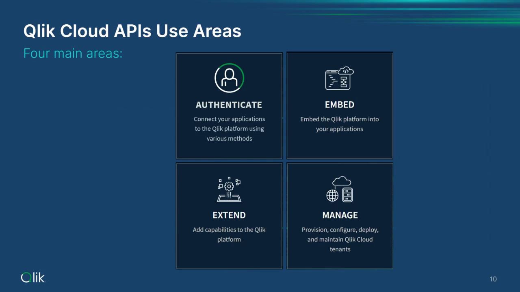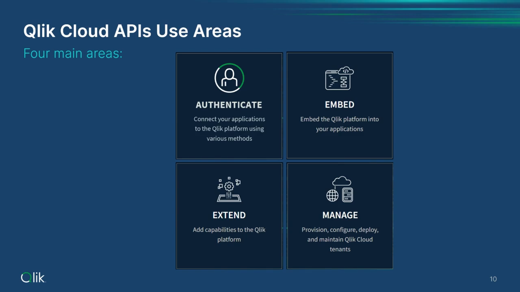Now, let's continue with the functional overview. Qlik is categorizing their APIs in four main areas. The first one is authenticate, to securely connect your applications to Qlik Cloud using various authentication methods, including OAuth2, API keys, and JSON Web Tokens.